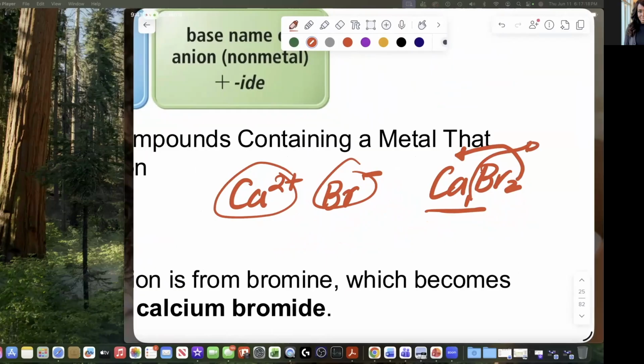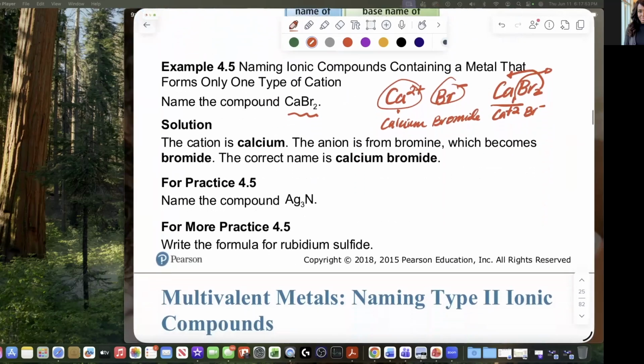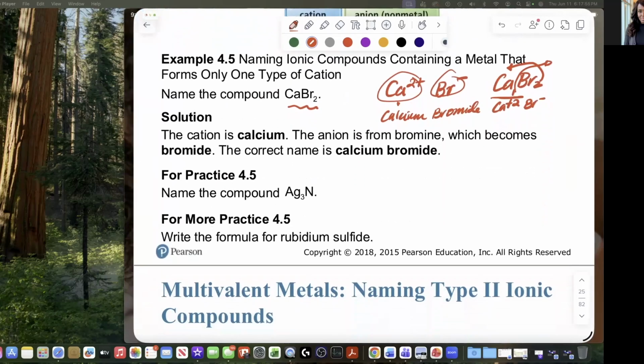So the calcium, the first element written down, is usually positive. Calcium will be +2 from this, right? Because it'd be calcium +2. Bromine will be negative, so you name this calcium bromide. Okay, let's go ahead and move on. I'm going to go ahead and name here.